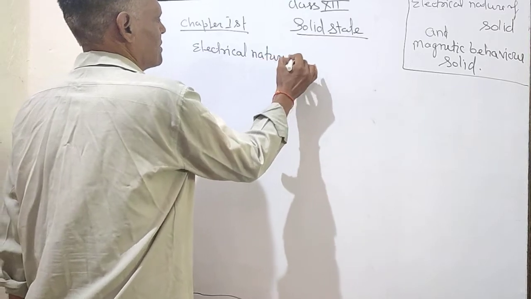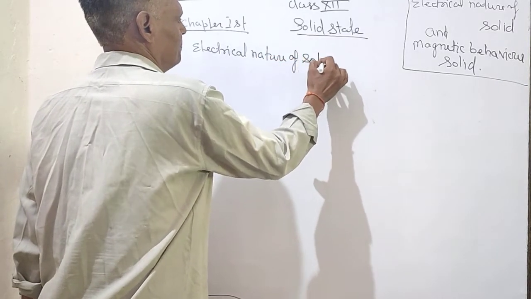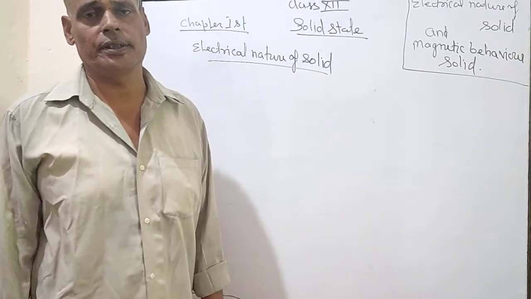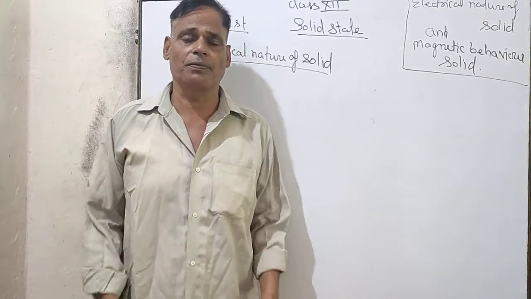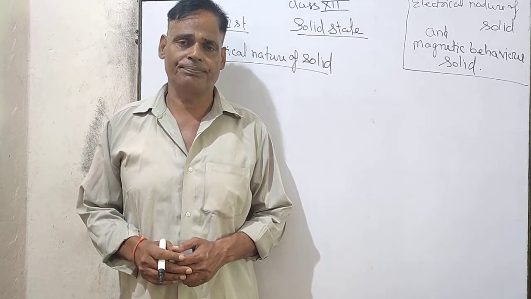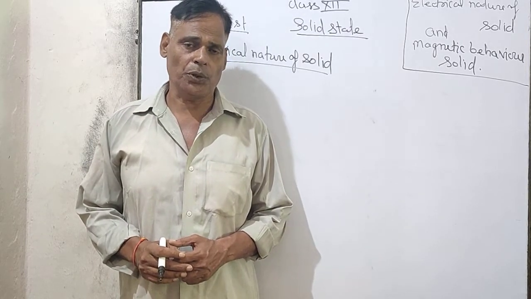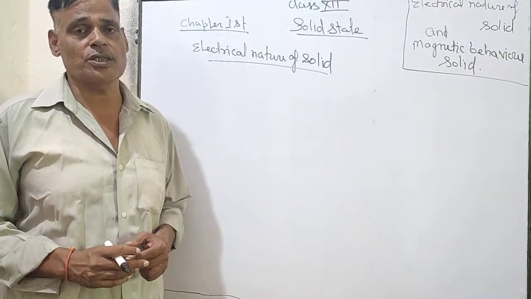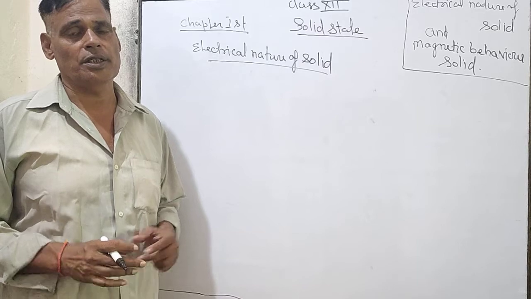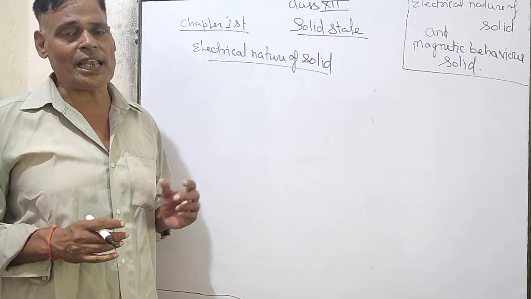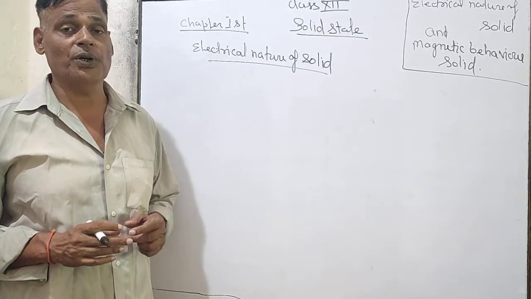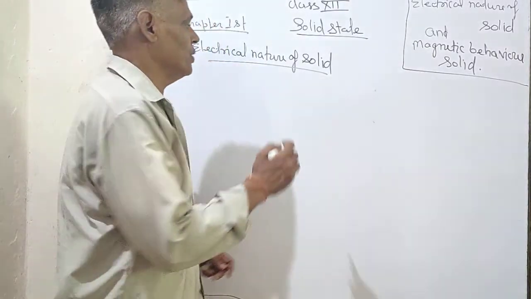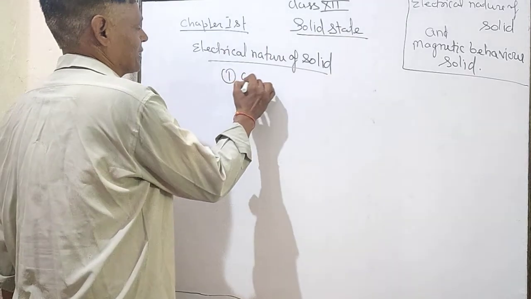Electrical nature of solids. As you all know, an atom is made up of protons, electrons and neutrons. Protons and electrons are electrical particles. Due to the presence of electrons in the solid, it shows electrical behavior. As for electrical behavior, solids are of three kinds. First one is conductors.